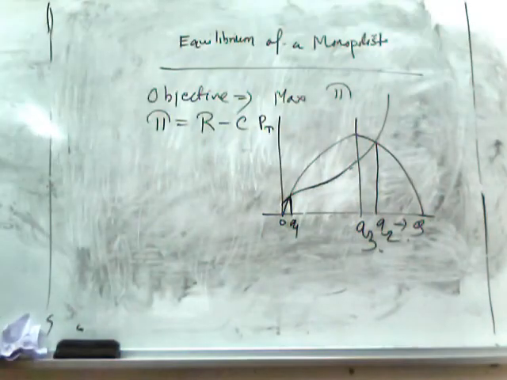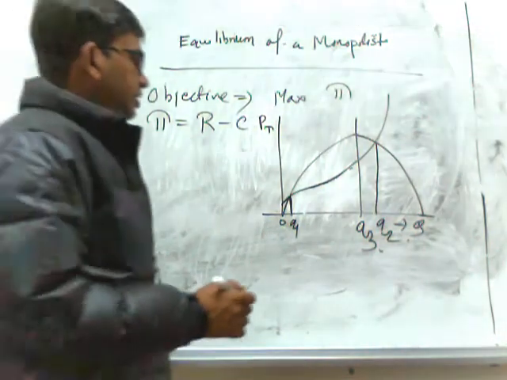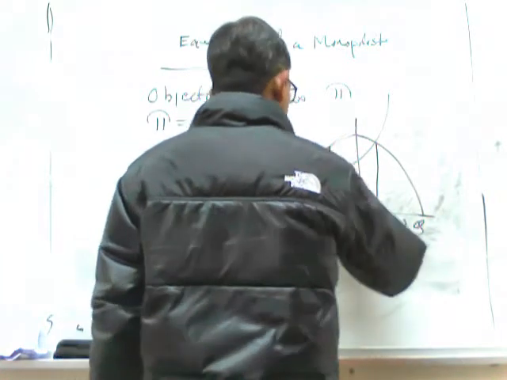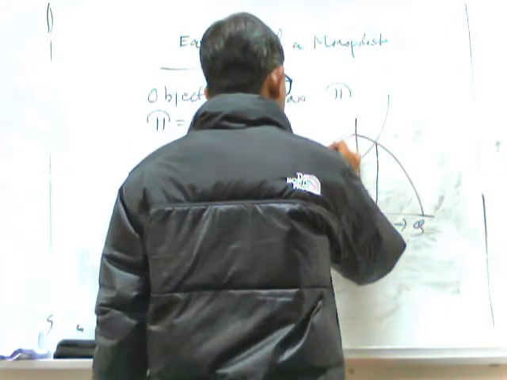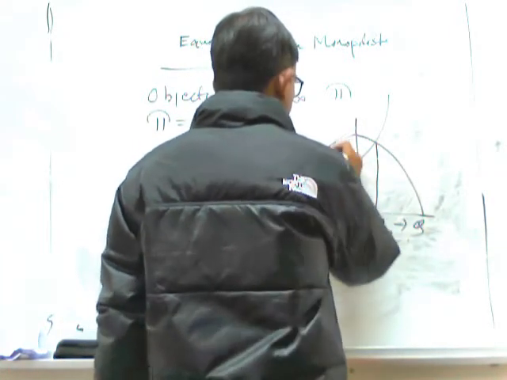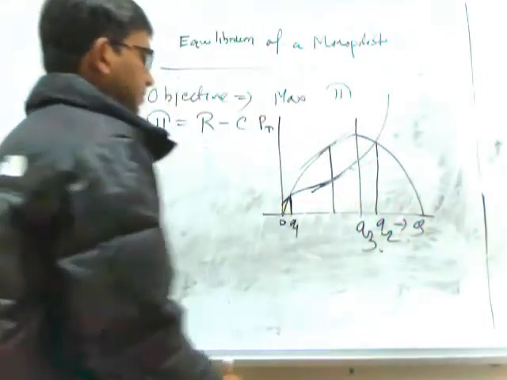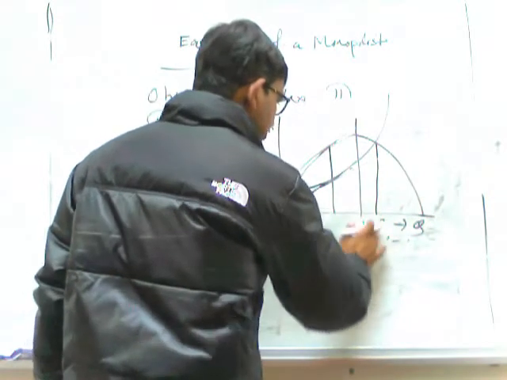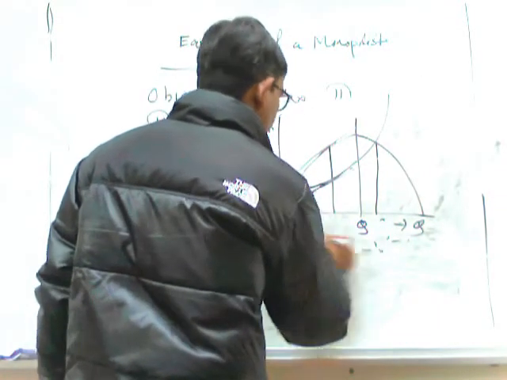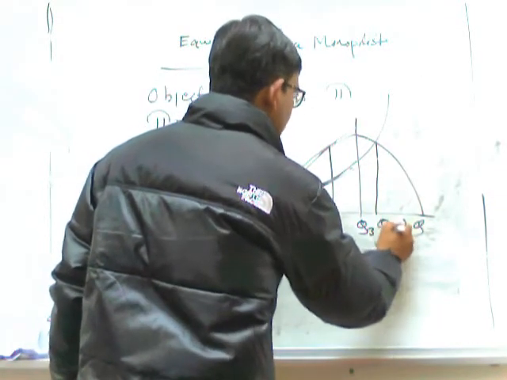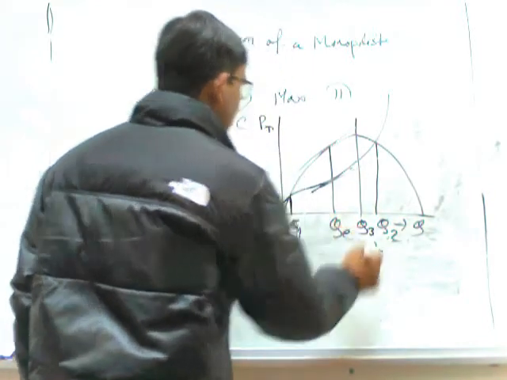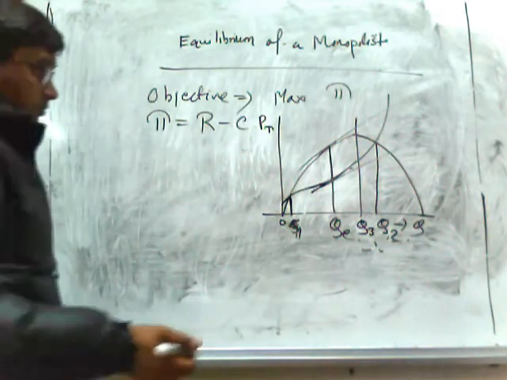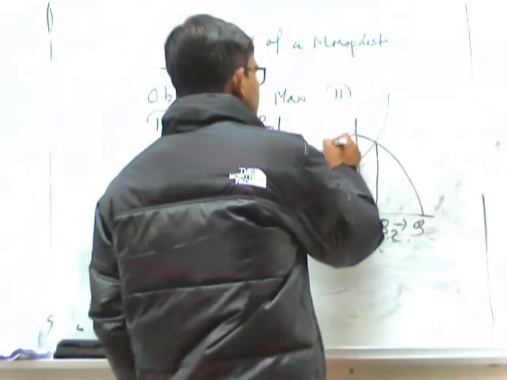So as per Euclidean geometry, this is possible at the point at which the tangent of the total revenue curve and the tangent of the total cost curve are parallel to each other. So I have to give here capital Q1, capital Q3, capital Q2. So OQE will be the level of output. So we know, as per the Euclidean geometry, this is the point.